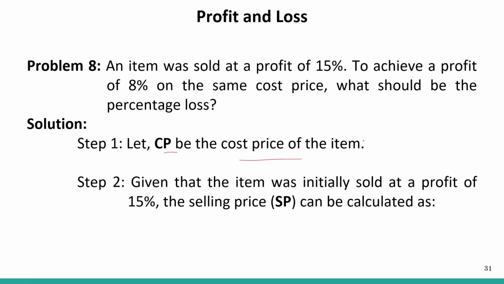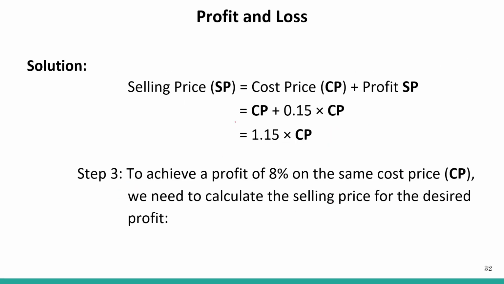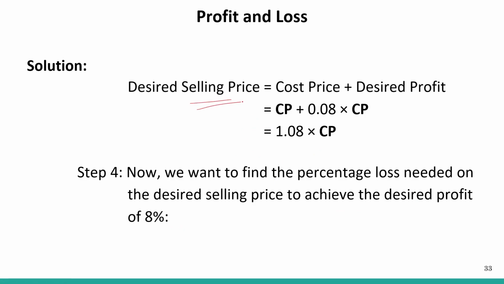So CP is the cost price of that item. Given that it was initially sold at a profit of 15%, the selling price can be calculated as CP plus 0.15 into CP, that is equal to 1.15 into CP. To achieve a profit of 8% on the same cost price, we need to calculate the selling price for the desired profit. Okay, so the desired selling price is equal to cost price plus desired profit. So CP plus 0.08 into CP. So it is 1.08 into CP.